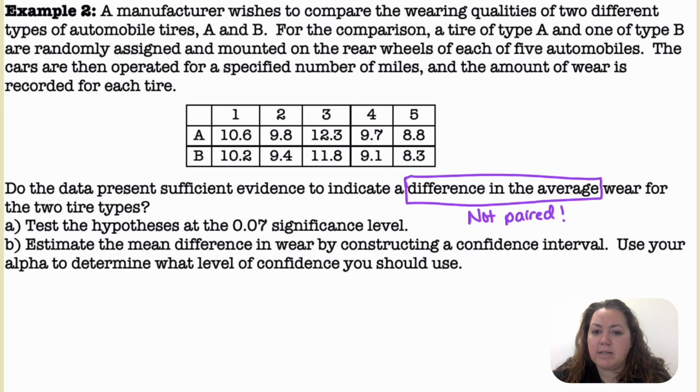We can't do a paired test. Even though this is set up like a matched pairs experiment, right? So remember a long time ago when we learned about the different experimental designs, this would be like a matched pairs experiment because it's going on the same car. But because I have two different populations, tire brand A and tire brand B, I can't find the average difference. I'm finding the difference in the averages. So if I wanted to follow through on this problem, I'd have to do a 2-sample t-test and a 2-sample t-interval. But we're not going to do that.